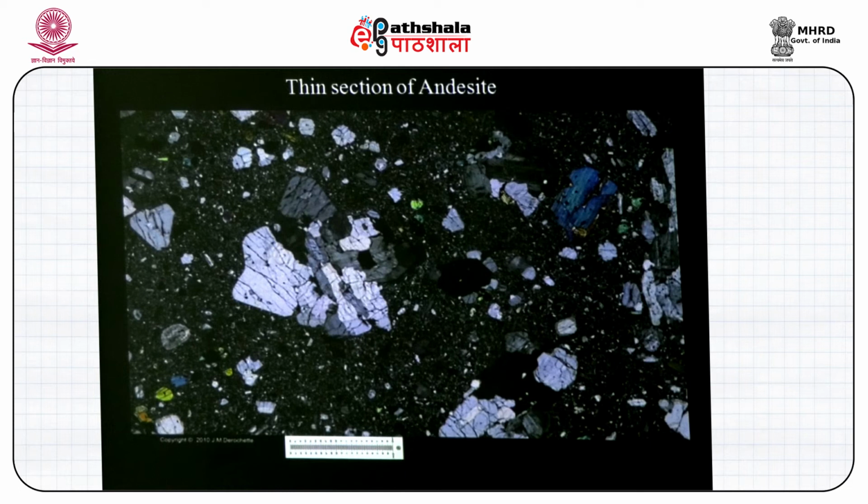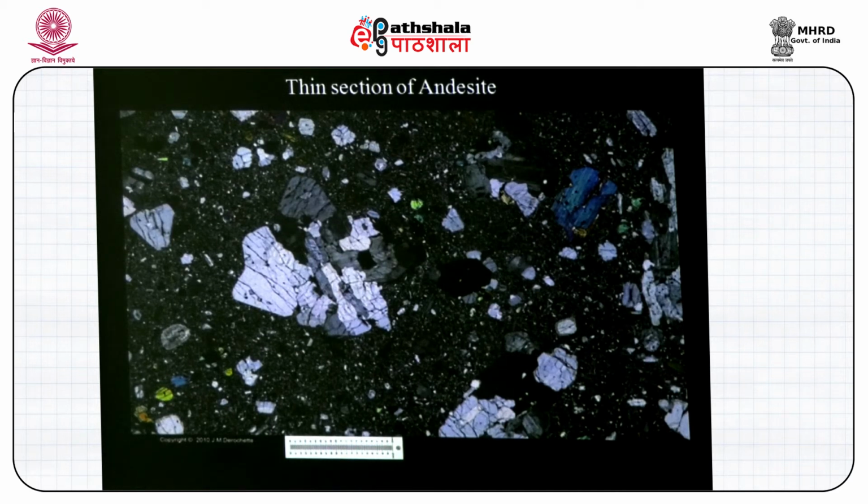So, this is the slide of andesite. As I told you, andesites are extrusive rocks which are very fine grained. You can see that the groundmass is very fine, almost glassy, with some phenocrysts of pyroxene and also some plagioclase.